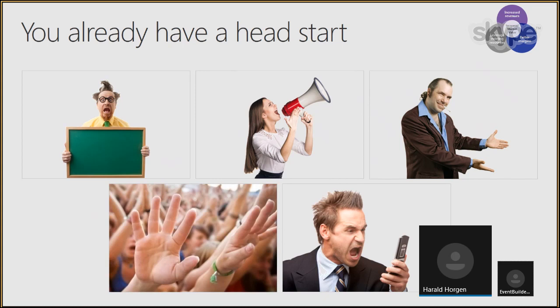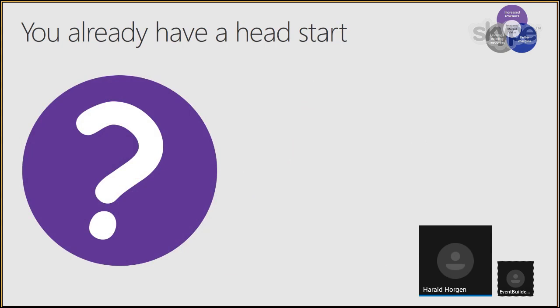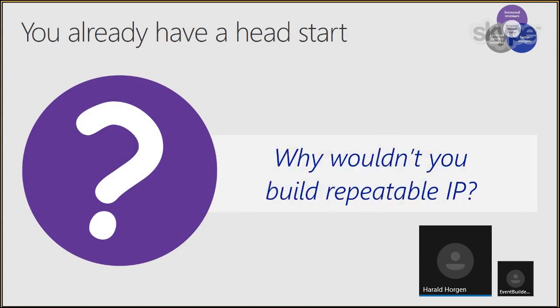So if you look at the startup that I talked about, the two guys and a dog in the garage, they have none of these things. They have to build up all of these things, and that's where the $10 to $20 million comes in. So for you as an organization, it's a much easier extension. It's a much easier ramp up at a much lower capital investment than a startup would normally have. So the question is no longer, should you develop repeatable IP? The question is, why in the world wouldn't you build repeatable IP?